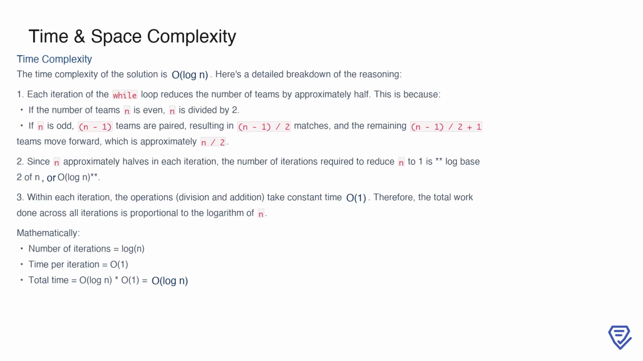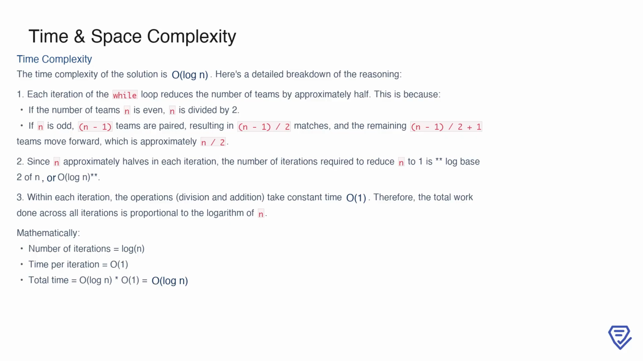The time complexity of this solution is O(log n), and this is primarily due to the way the number of teams is reduced in each iteration of the loop. At each step, the number of teams approximately halves. For instance, if the number of teams is even, they get divided into pairs, and n becomes n/2. If the number of teams is odd, one team advances automatically while the rest are divided into pairs, which still reduces n to approximately half its value. This halving process continues until there is only one team left.